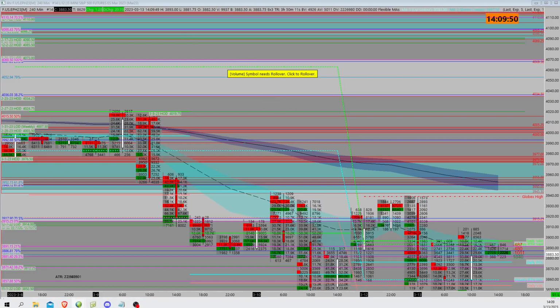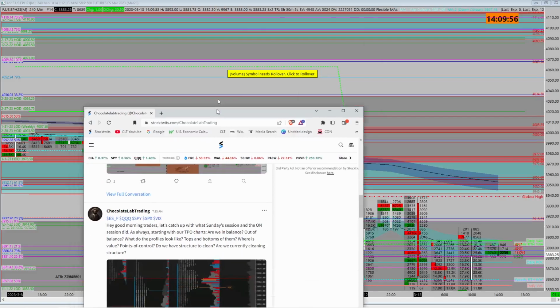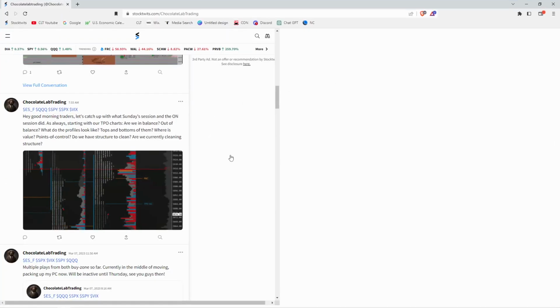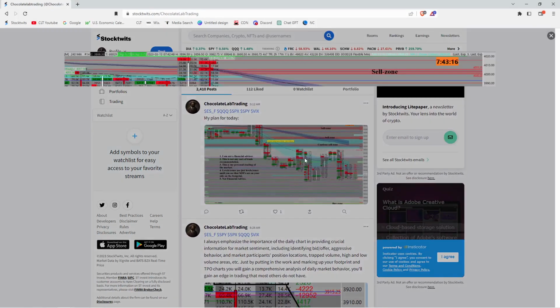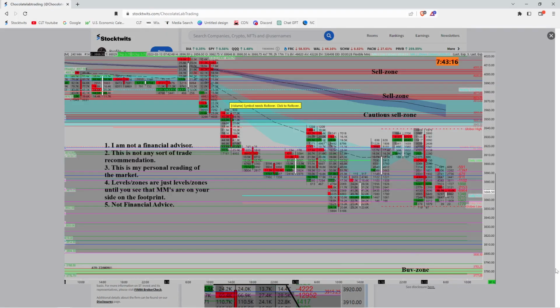So let me pull up StockTwits again. Here we are. So today's daily plan was, of course, this. Now, we didn't interact with any of it. We had a balance day. So as you guys know, balance day is not near key inflection points. I rarely trade, right? Why?